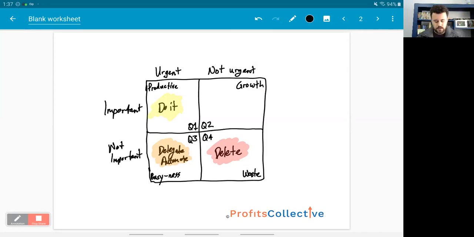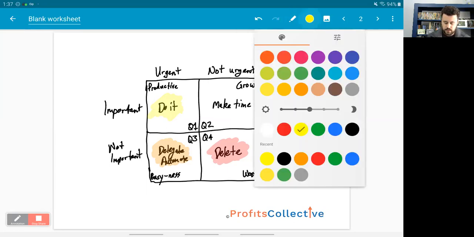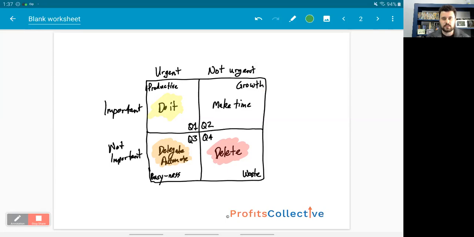And then in Q2, the things that are not urgent but they're important, where you find your growth, the key here is that you make time. Actually, instead of saying schedule, I'm going to write down make time. You don't find time for this, you make time for this. Otherwise, you'll find yourself busy on the urgent. You'll find yourself in here if you don't make time. We say make time for the important but not urgent things that lead to growth.